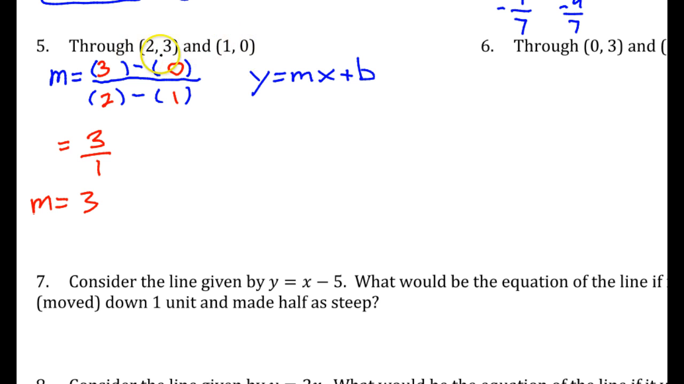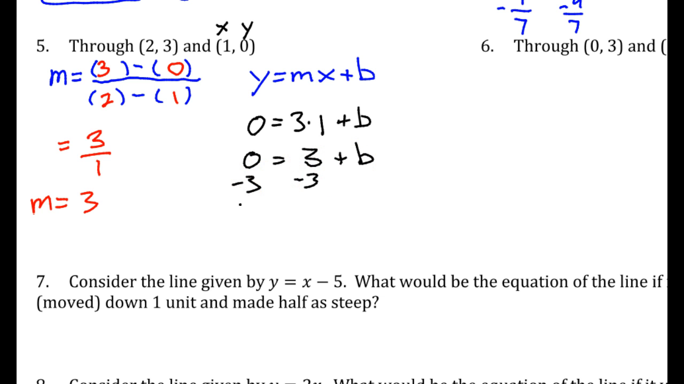And we can use either one of these. I'm going to use this one because it has a 0 in it, x and y. So I have 0 equals 3 from here, m, and x is 1. It's very similar to the one we did earlier. Both sides, add it up. So y equals 3x minus 1.